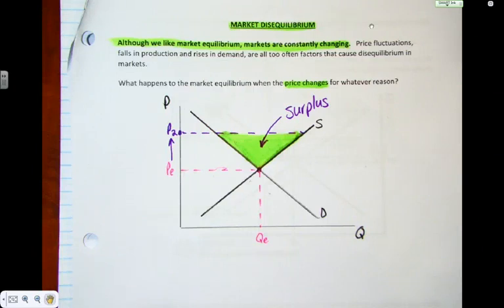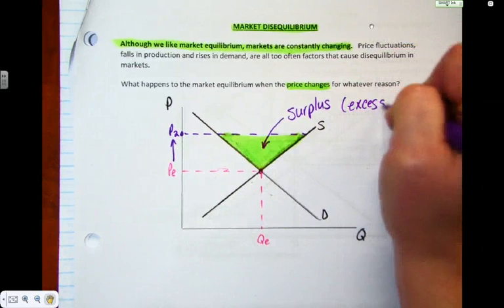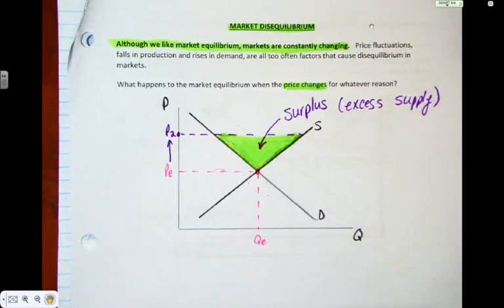Yes, work, Missy. This is called excess supply. That's what surplus means. Is that good for the economy? No, because then there's a whole bunch of stock hanging around that nobody wants.